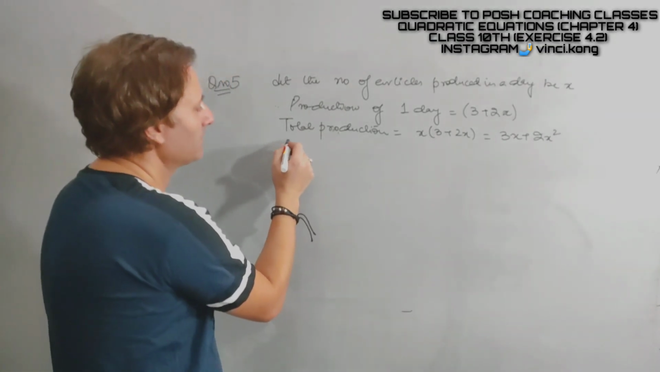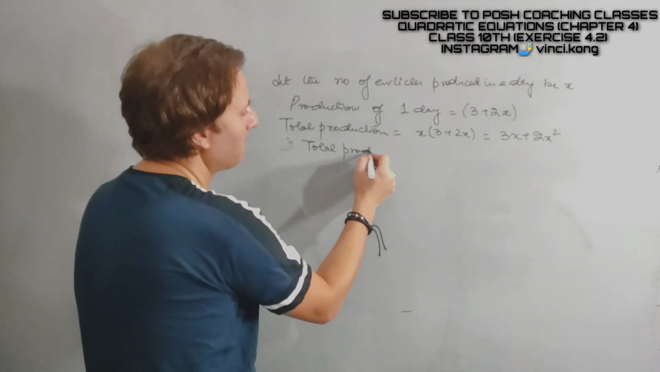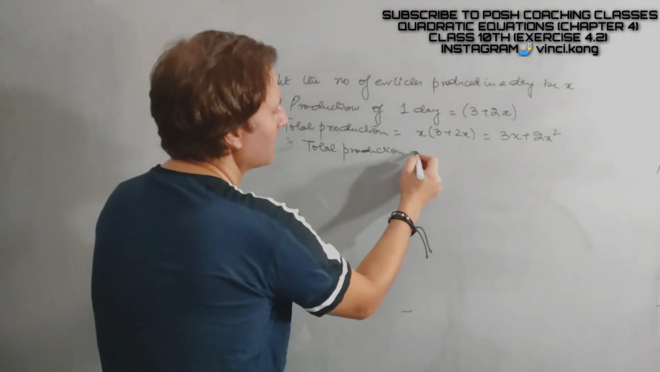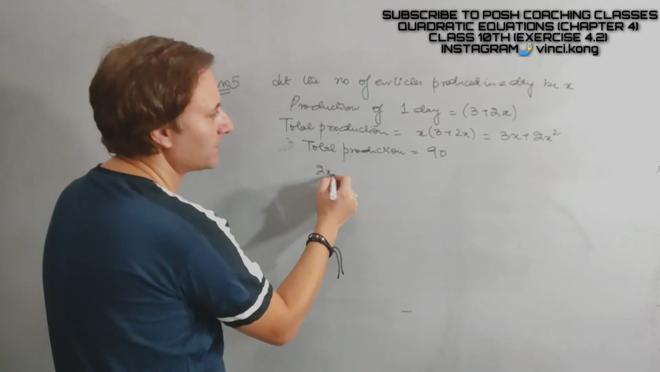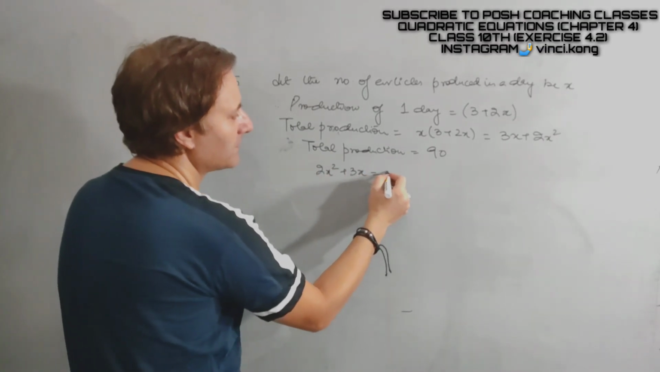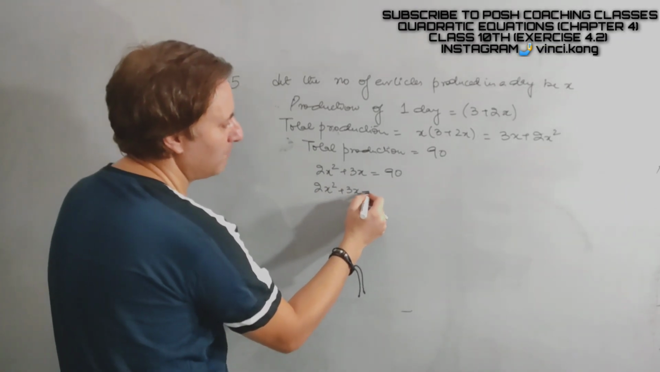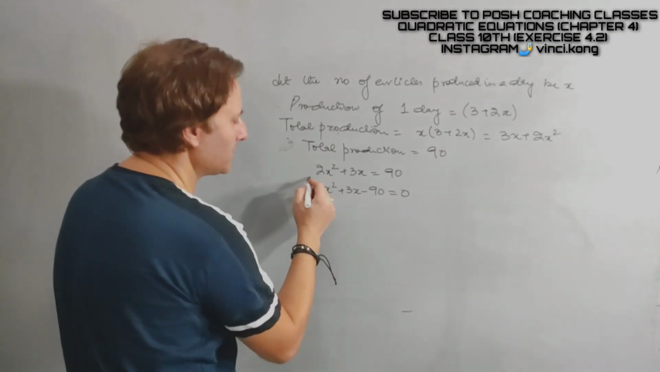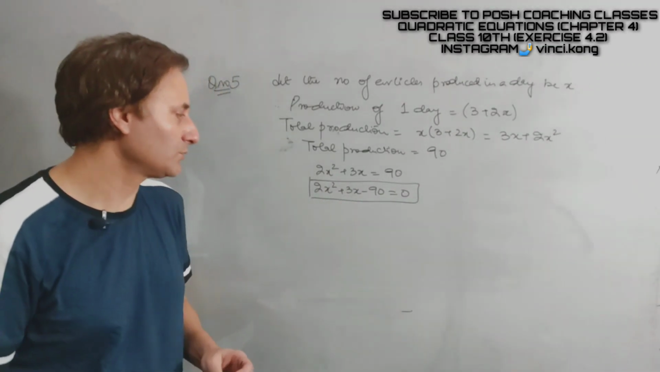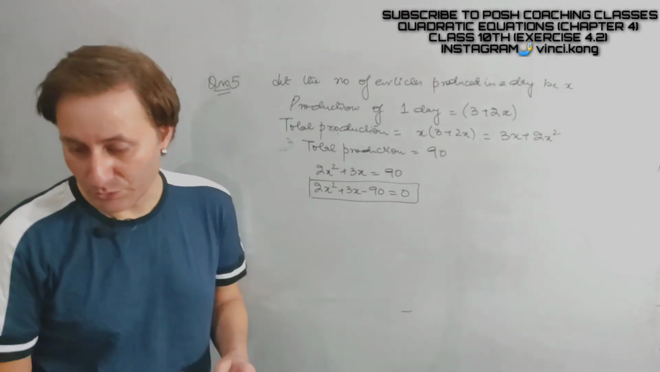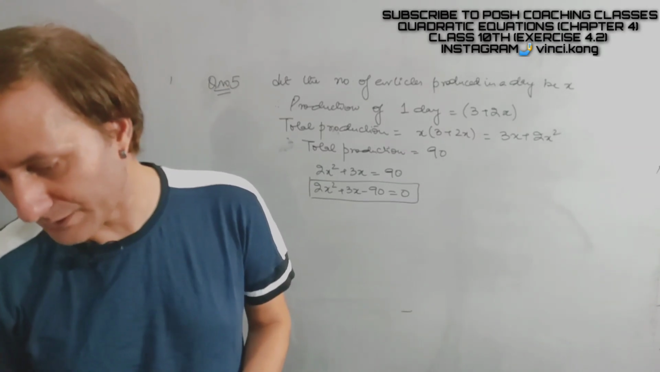So we need to find the number of articles produced and the cost. Again, total production given is rupees 90, so we will just equate these two. So 2x squared plus 3x is equal to 90. What does that mean? 2x squared plus 3x minus 90 is equal to 0. So this is my equation. I cannot take anything common here. Is anything else given? Nothing else given.